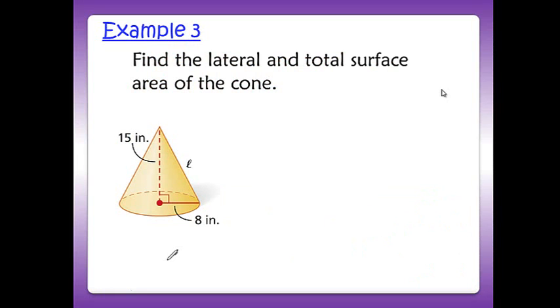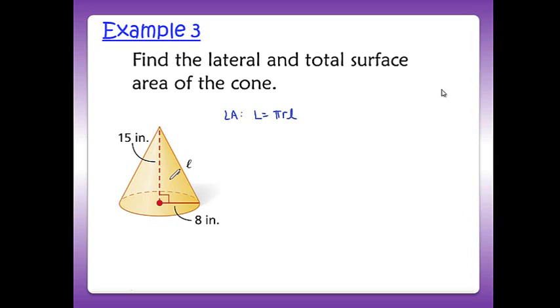In example 3, we're going to find the lateral and total surface area of the cone. Okay, let's start with the lateral surface area. That formula is pi times the radius times the slant height. In our drawing, we're not given the slant height, but we are given the altitude. As you can see, the altitude, the slant height, and the radius of the base form a right triangle.